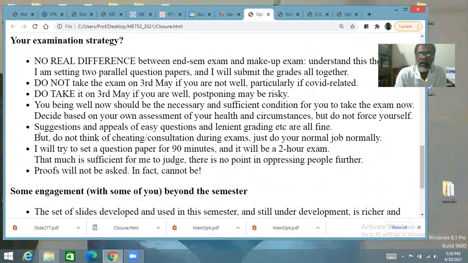This point I have already covered. Suggestions and appeals of easy questions and lenient grading, all that is fine, but do not even think of cheating or consultation during exams. Just do your normal job normally and let me do my normal job normally. You operate like sincere students. You do not try to do some hanky panky. Let me do the work of a teacher, and let me not go to do policing and catch thieves. It's very painful. It hurts. So do your job normally and let me do my job normally.